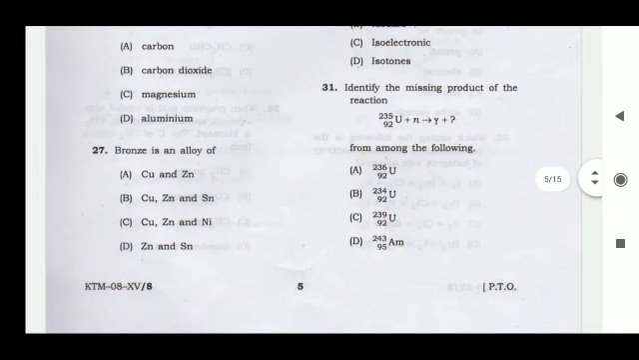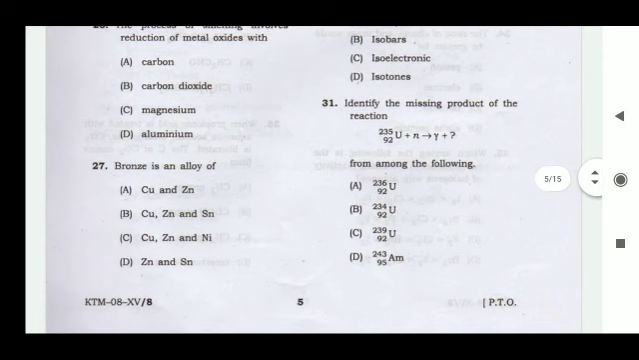Next question, identify the missing product of the reaction. Uranium 235 92 plus 1 neutron, arrow gamma radiation plus what? So here remember one thing, gamma radiation means photon. Photon is a massless quantity. So here we just have to know the mass of neutron, which is 1. So after addition of uranium 235 92 plus 1 neutron, it will be uranium 236 92. So option A is correct.